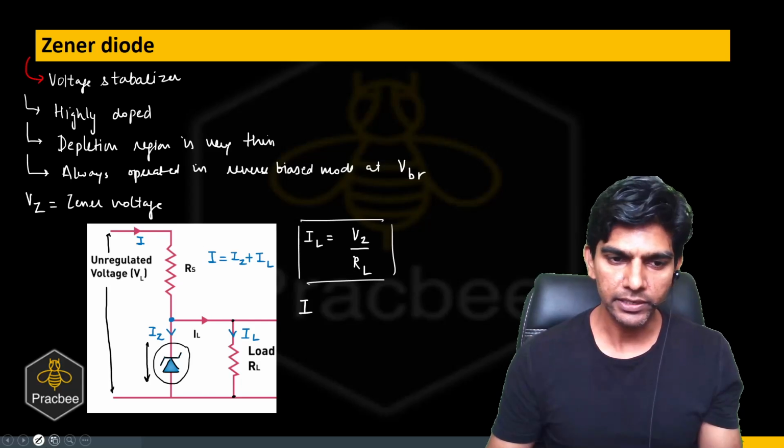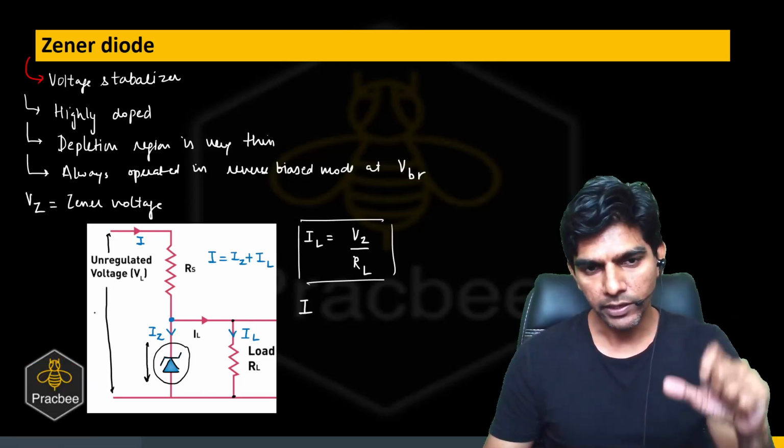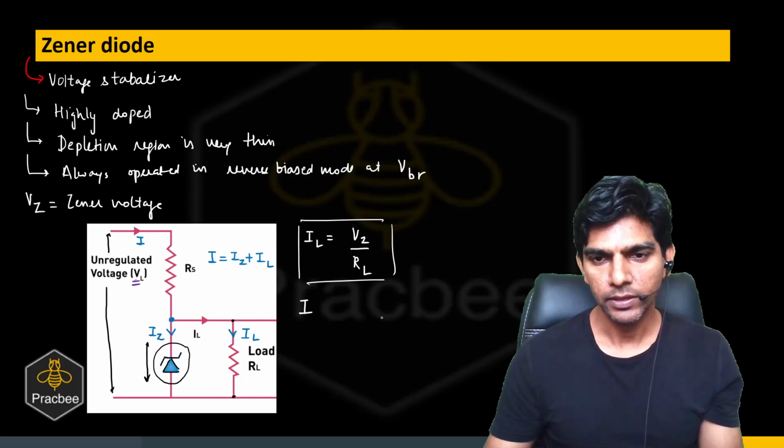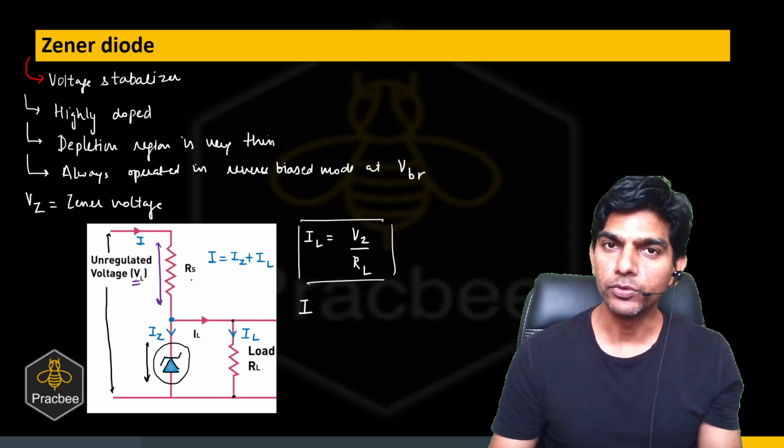And what is the input current? Let us say at a particular instant the unregulated voltage is VL. So the input current will be what? Can you tell me what is the potential difference across the resistance RS, which is the input resistance?